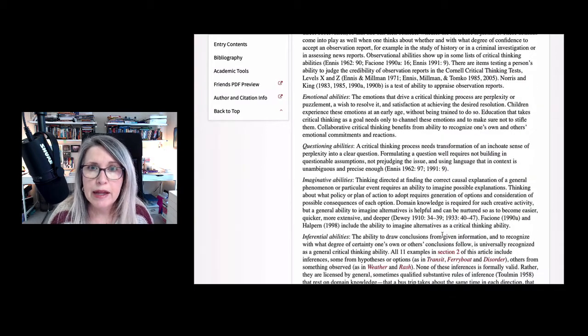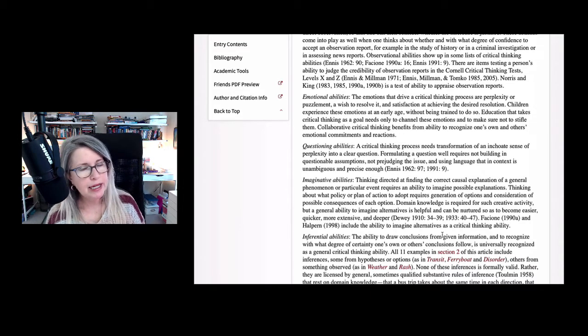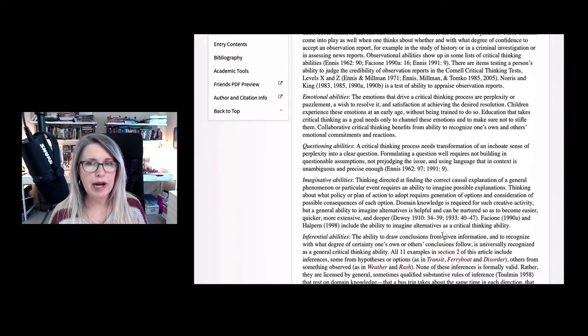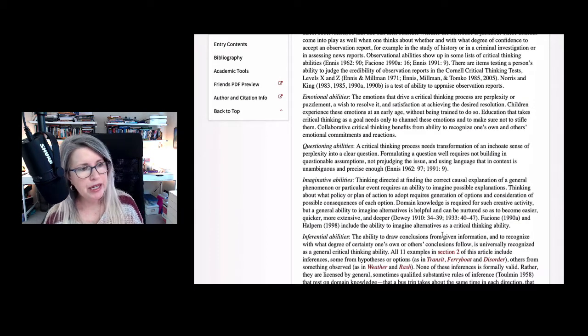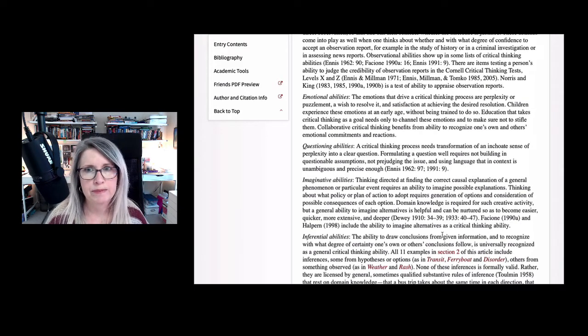Emotional abilities. The emotions that drive a critical thinking process are perplexity or puzzlement, and a wish to resolve it. Children experience these emotions at an early age without being trained to do so. Education that takes critical thinking as a goal needs only to channel these emotions and make sure not to stifle them. How do you stifle curiosity? How do you do that? And perplexity? When you tell somebody that their curiosity and perplexity and questioning is evidence of being a bad person.